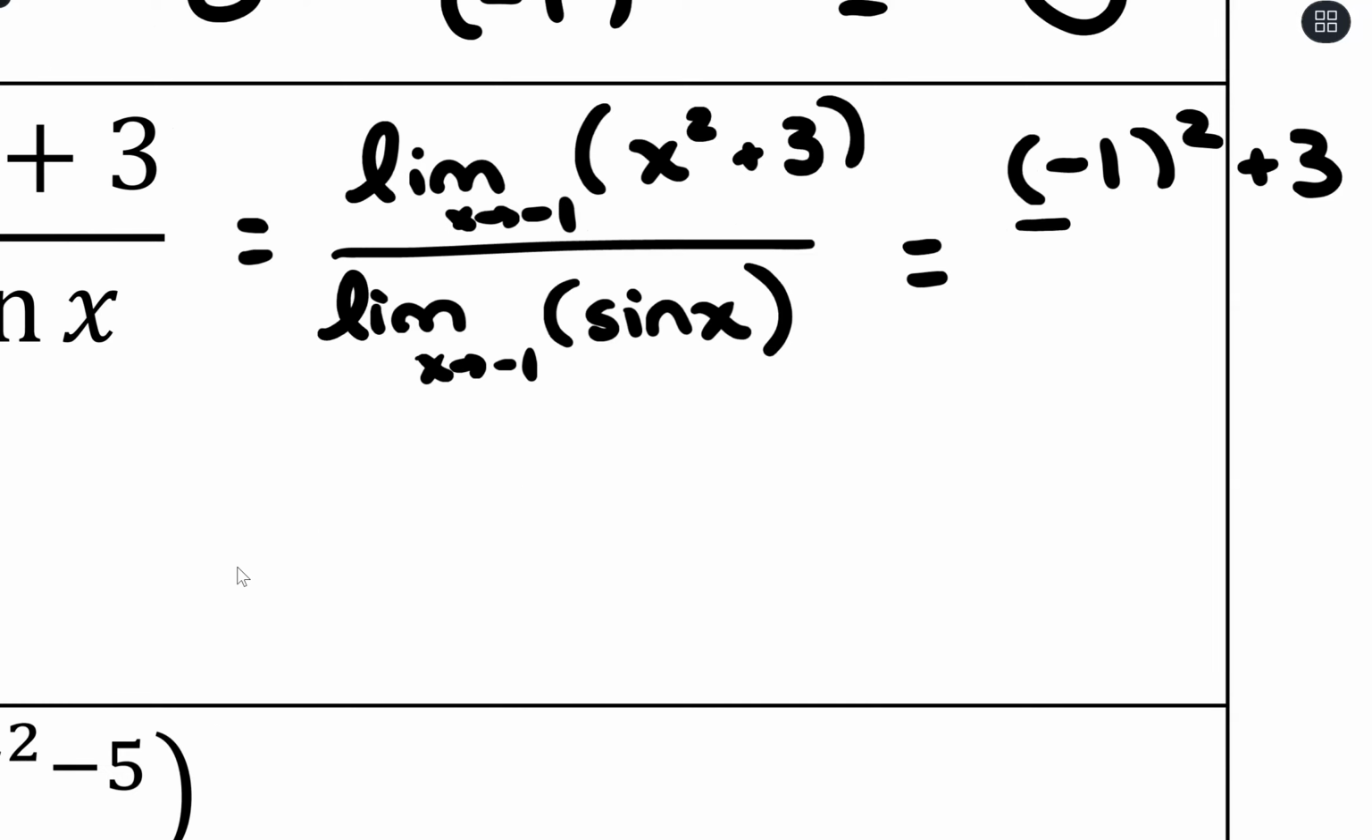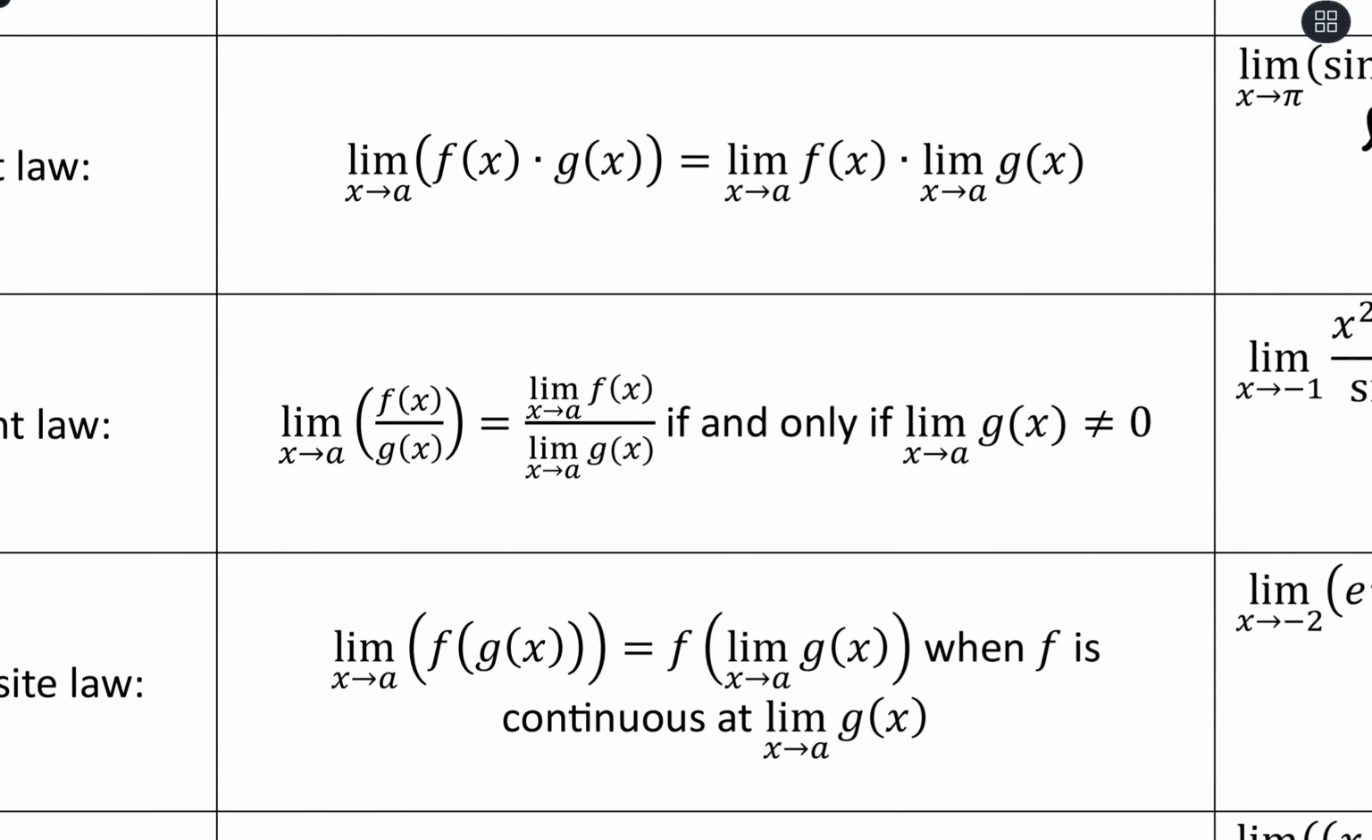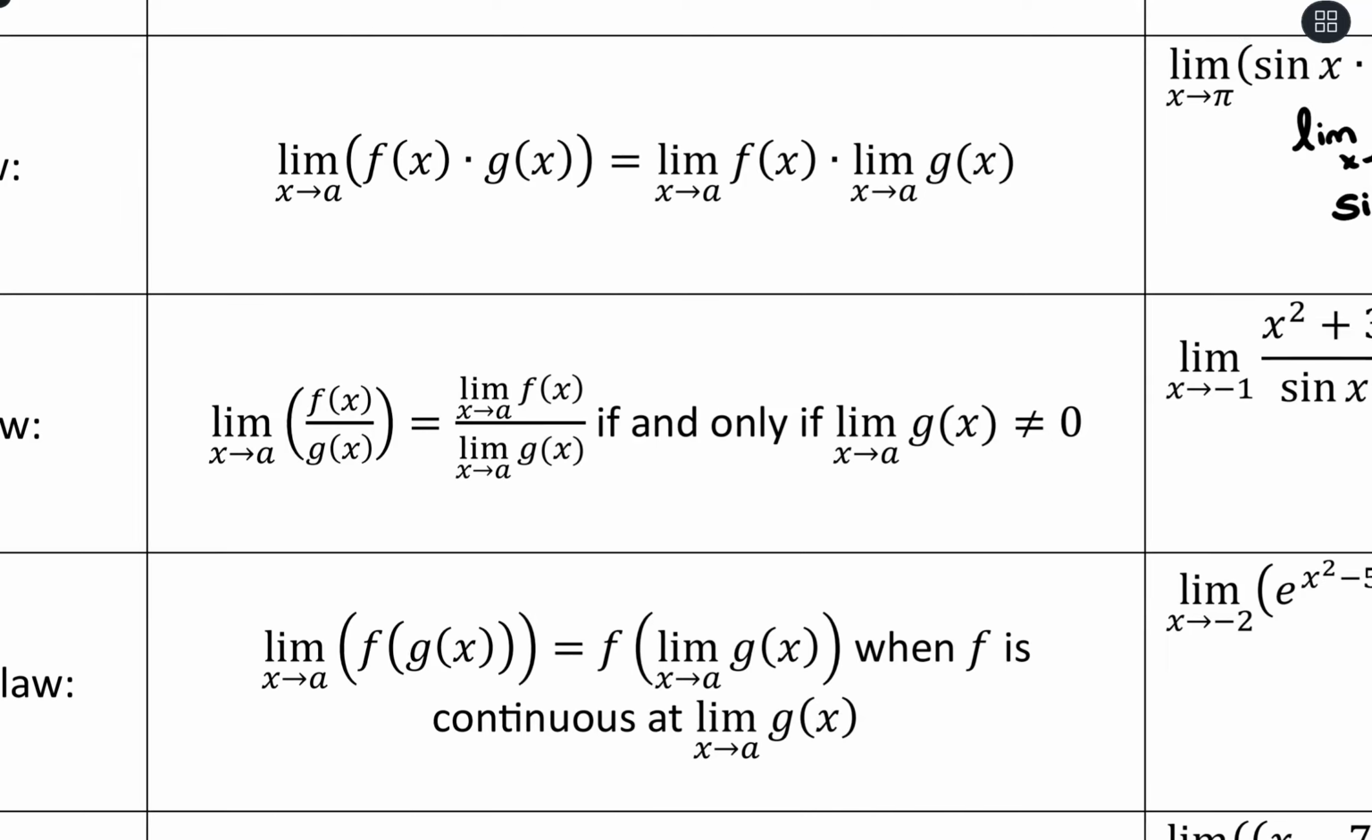Okay, just a few more laws here with composite functions. So we have our outer function of f and inner function of g. What we could do is evaluate the limit of the inner function and plug that in to our outer function f. And it only works when f is continuous at that value, which we'll talk more about continuity later on, but assume if I'm giving you a function like this, you can use this law.